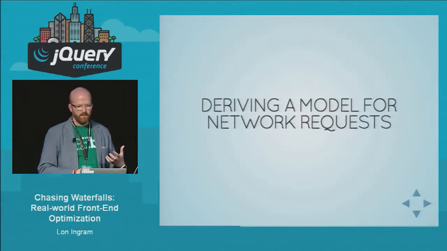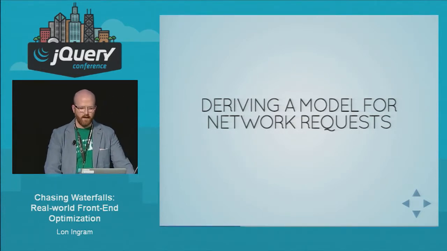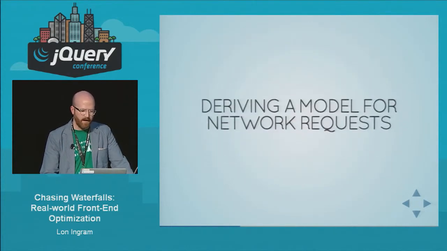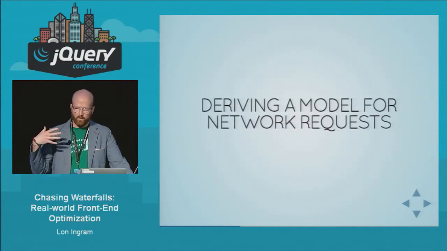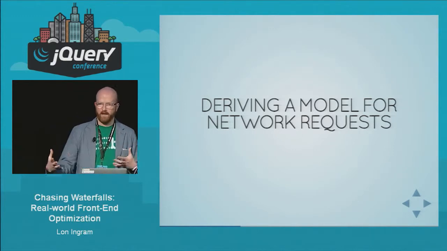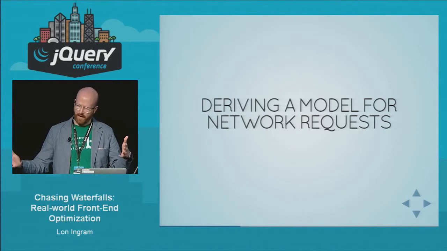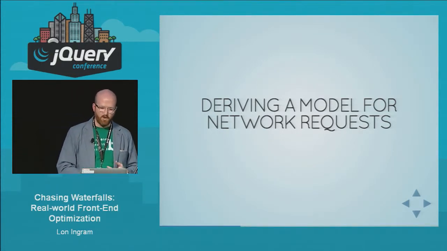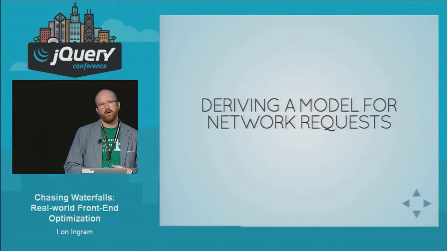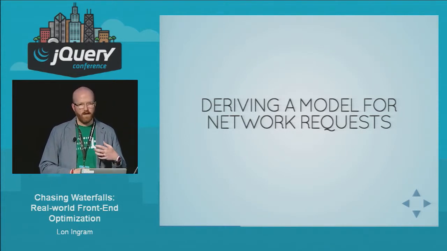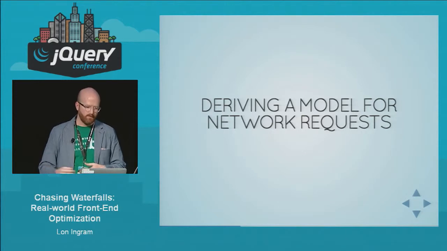So today, what I'm going to really focus on is the fourth step, which is t-app fetch, the time it takes to actually fetch the application. And so this model I just outlined is really high level. It doesn't actually tell you anything about how any of this stuff works. It just lists a bunch of things that happen. So let's make it a little bit more concrete. Specifically, we're going to right now derive a model for fetching a file, fetching the rest of the application over the network.